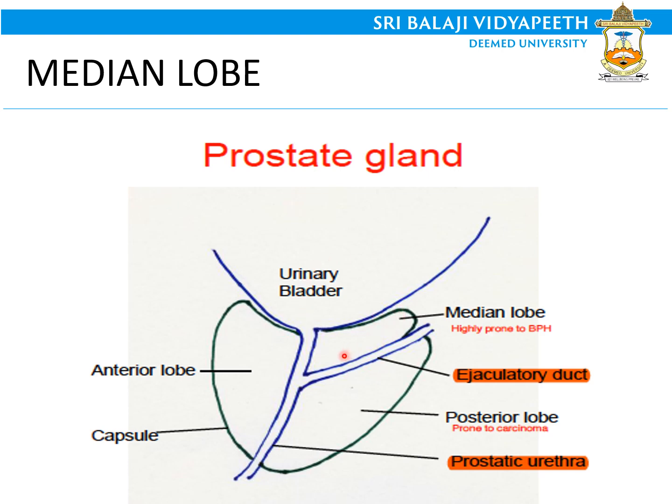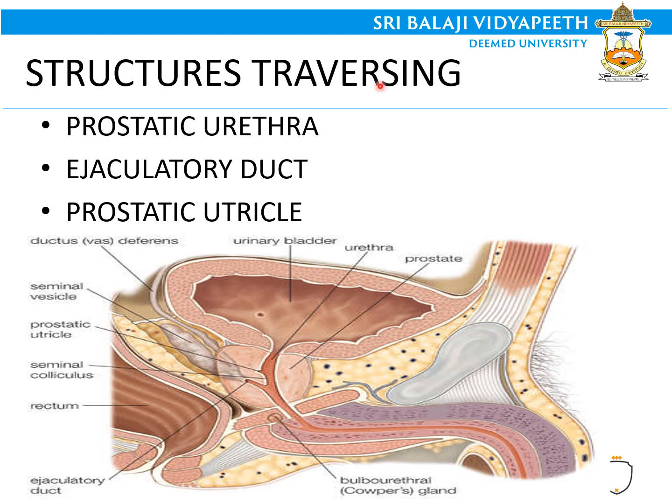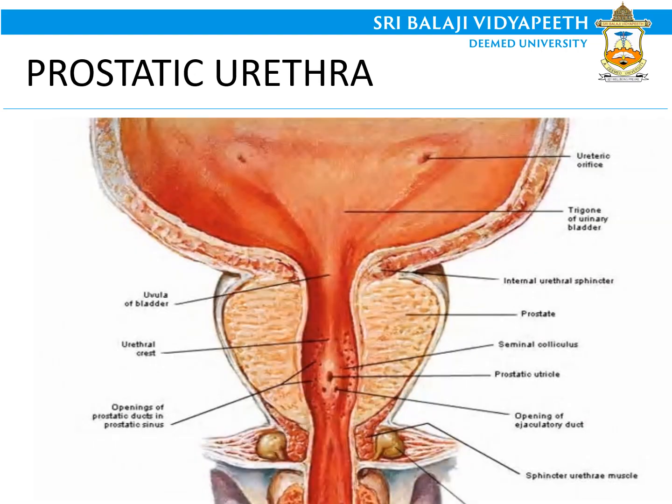So this median lobe of the prostate gland, just anterior to it lies the prostatic part of the urethra, and posterolateral to the median lobe, on either side of the median lobe, lie the ejaculatory ducts. Now the structures traversing the prostate gland include the prostatic urethra, the ejaculatory ducts, and the prostatic utricle. So this is the prostatic part of the urethra.